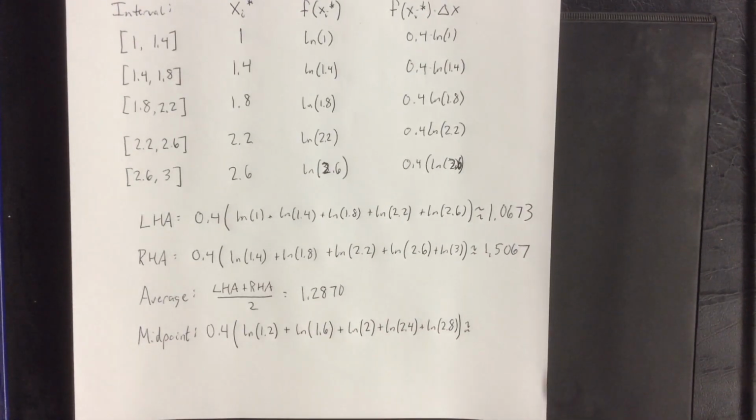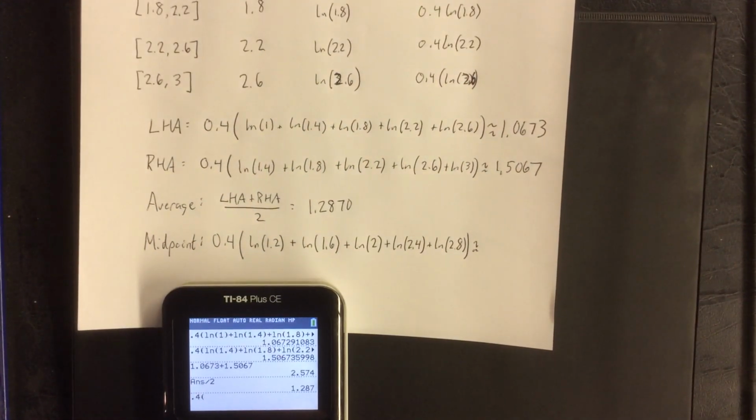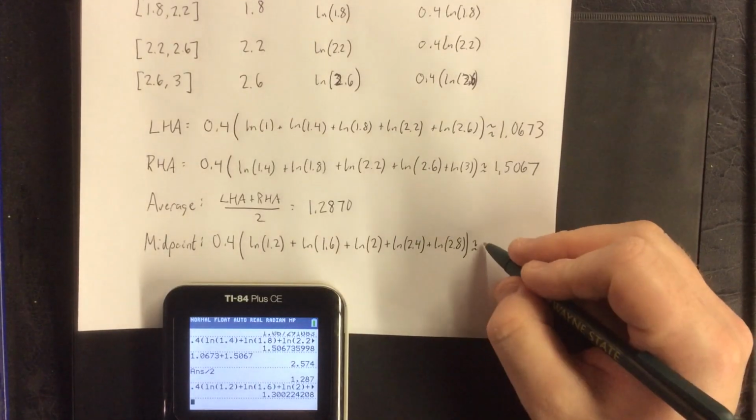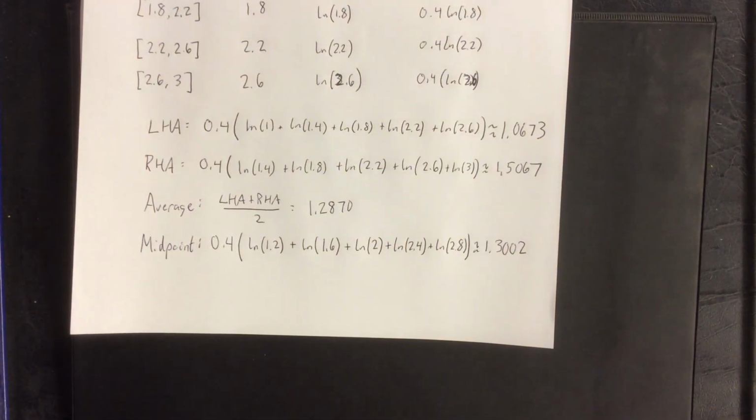Now, of all of the approximations, we can prove using some calculus that the midpoint approximation is going to be the best approximation of all of these. So 0.4 times natural log 1.2 plus natural log 1.6 plus the natural log of 2 plus the natural log of 2.4 plus the natural log of 2.8. You'll notice that this one is pretty close to the average of the left-hand approximation and the right-hand approximation. But in Calculus 2, specifically it's section 7.7 of our textbook, they actually prove why the midpoint approximation is the best approximation.